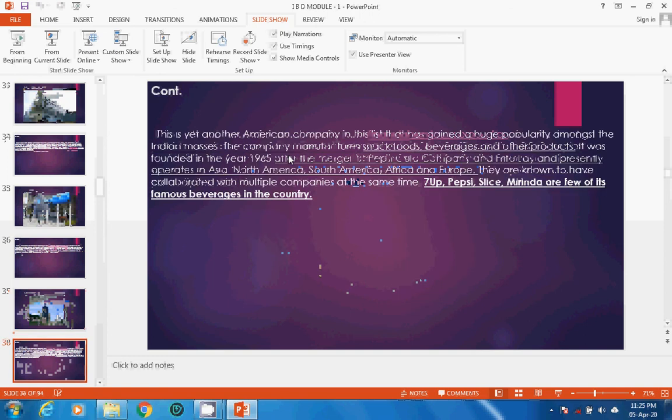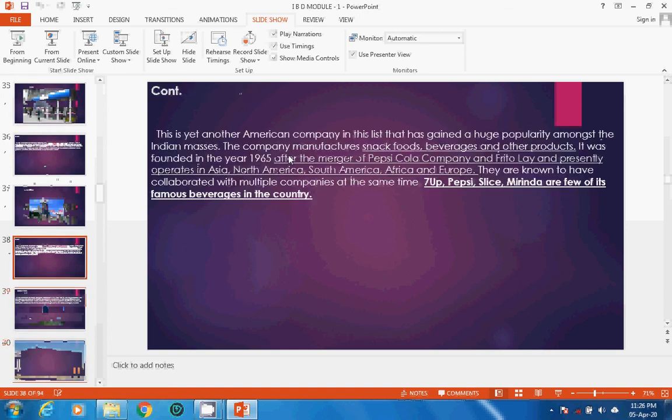PepsiCo. This is another American MNC in this list that has gained huge popularity amongst the Indian masses. The company manufactures snack foods, beverages, and other products. It was founded in the year 1965 after the merger of Pepsi-Cola Company and Frito-Lay, and presently operates in Asia, North America, South America, Africa, and Europe. They are known to have collaborated with multiple companies at the same time. 7 Up, Pepsi, Slice, Mirinda: these are a few beverage products which are produced and supplied in a country like India.